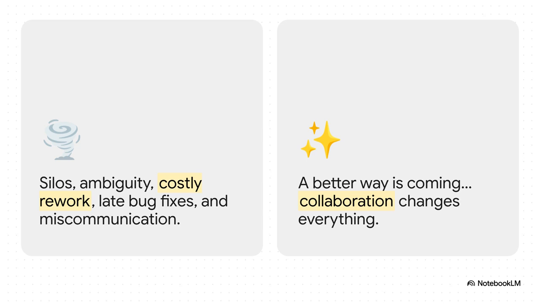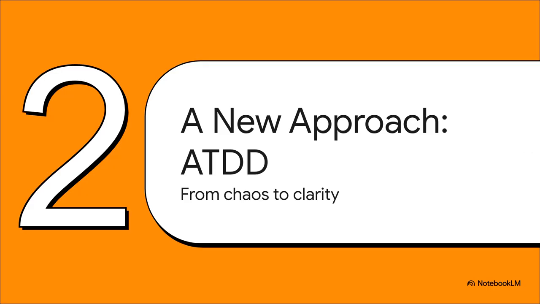Ambiguous requirements, tons of costly rework, and bugs that only pop up at the very end when they're the absolute hardest and most expensive to fix. So what's the fix? Well, that's where ATDD comes in. It's a practice that's specifically designed to replace all that chaos with clarity, right from the get-go.